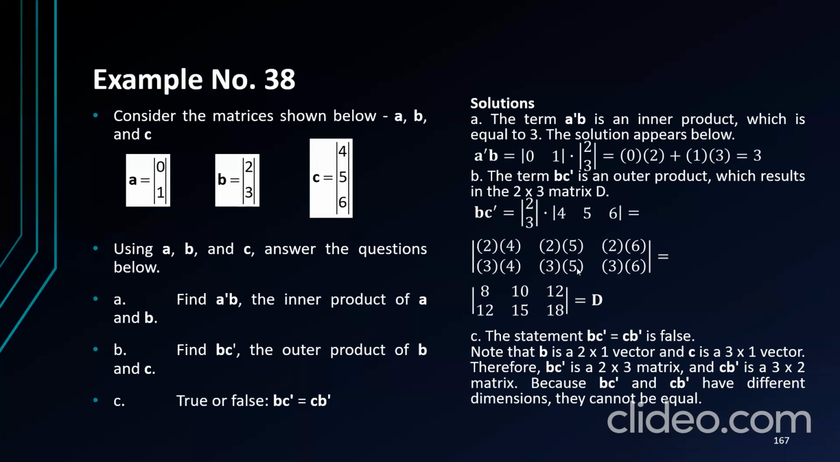Okay, sorry. This is 5. So then 3 times 6. Lalabas, ito is 8. 2 times 5, 10. 2 times 6, 12. So 12, 15, 18. This is now the product of vector matrix D. Okay. This is now the answer.